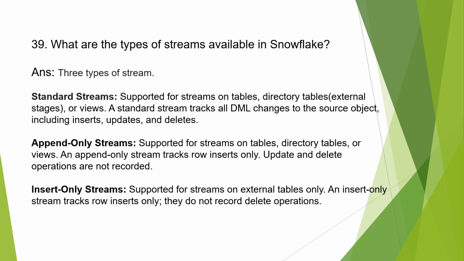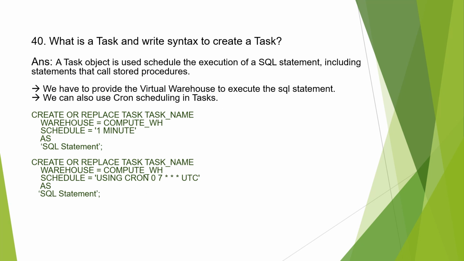Okay, so these are the three types of streams available in Snowflake. For more information on these three types, you can try the Snowflake documentation. They have given a very good explanation with some examples, so you can go through that. Okay, so question number 40. What is a task and write syntax to create a task?